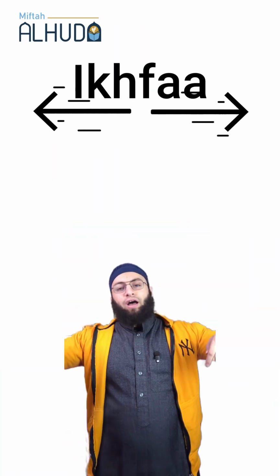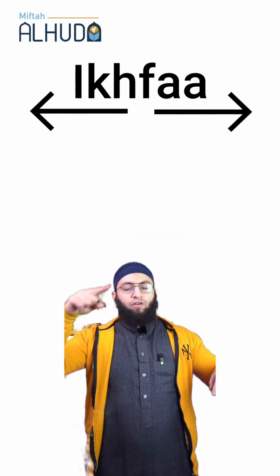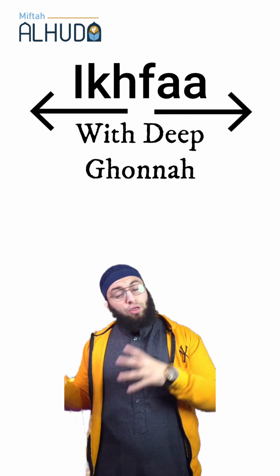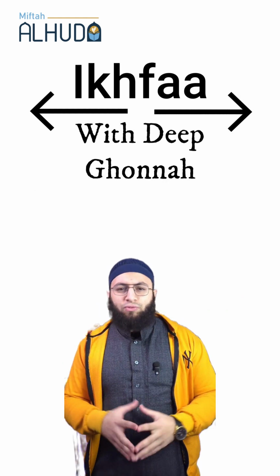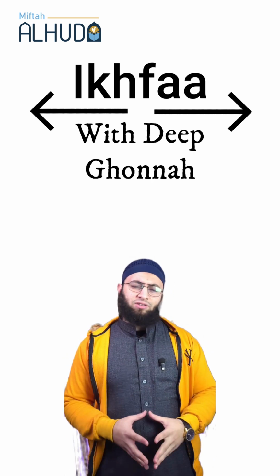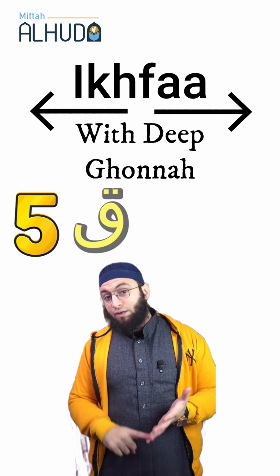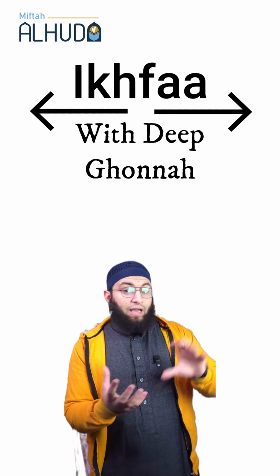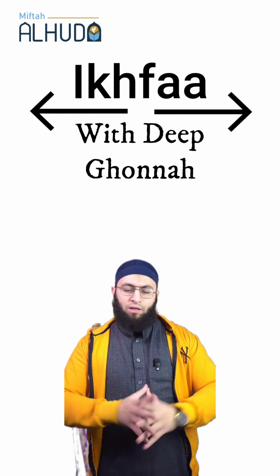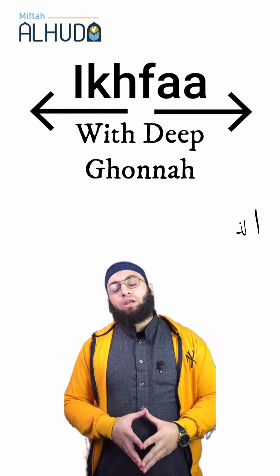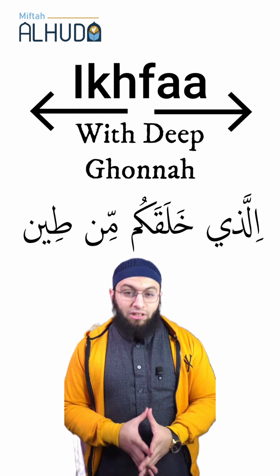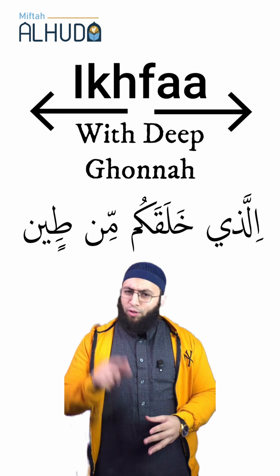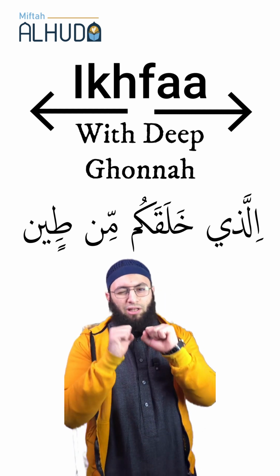One more last note. Ikhfaa has 2 kinds, like Idgham had 2 kinds too: Ikhfaa with deep ghunnah and Ikhfaa with light ghunnah. Ikhfaa with deep ghunnah makes sense, because the deep ghunnah comes from the deep letters of Ikhfaa, and they are only 5: Qaf, Sad, Dad, Ta, Dha. Noon Sakin or Tanween followed by any of these is Ikhfaa with deep ghunnah. Like Allah subhanahu wa ta'ala said, Allahu alladhi khalaqakum min teen. So Noon Sakin followed by Ta is Ikhfaa with deep ghunnah. Why is it deep? Because of the Ta, I have to make the ghunnah deep.